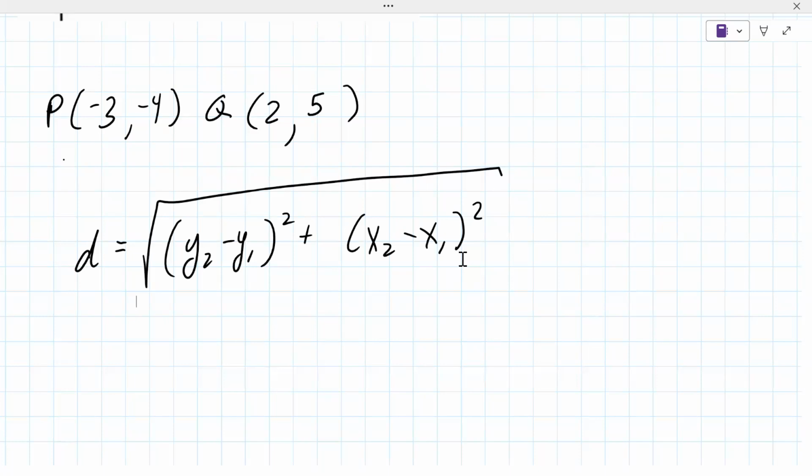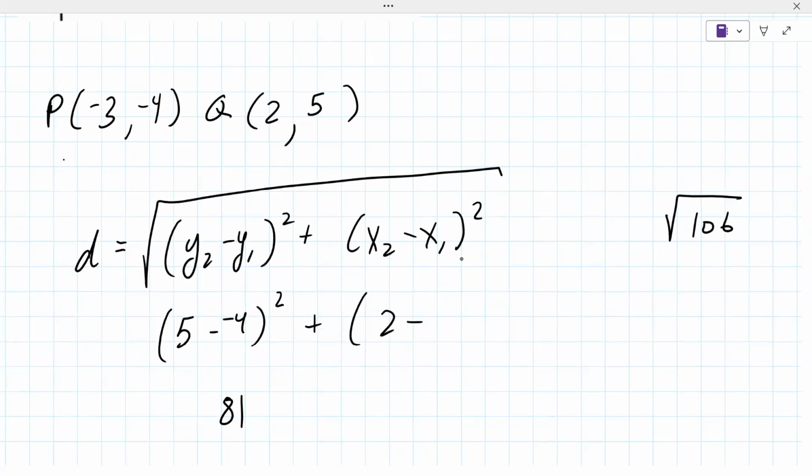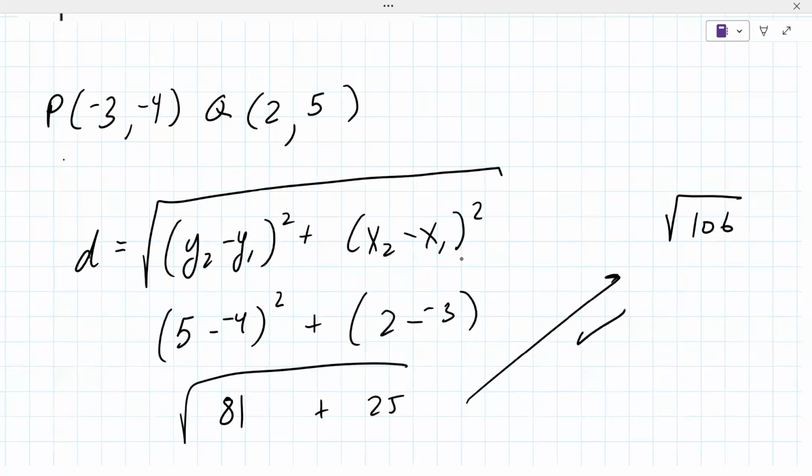Okay, I got 106. Okay, square root of 106. Let's take a look here. So 5 minus a minus 4 squared is 9 squared. That's 81. And then 2 minus a minus 3 is 5 squared, which is 25. You got it. Very good.